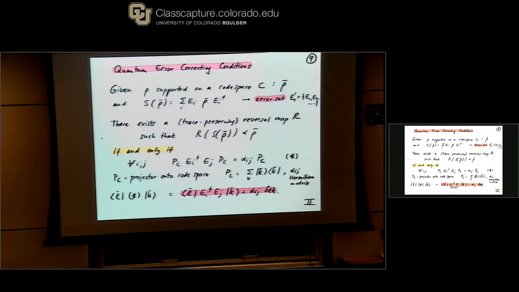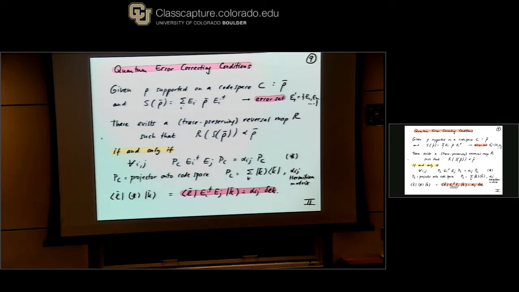So what we want is that starting from rho, you apply S, and then the reversal map takes you back to rho. The proportionality here you should kind of ignore, because S of rho does not need to be trace preserving. It just characterizes a set of errors. But the idea is you really just map back onto rho when you started with rho. And there exists such a map if and only if, so a necessary and sufficient condition, the following is true.